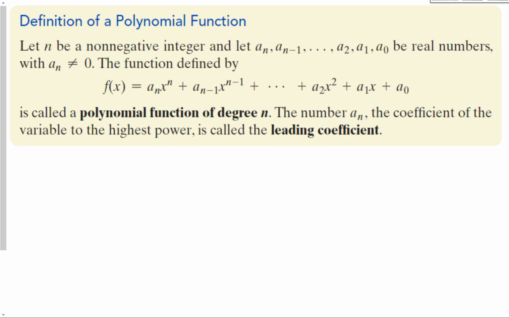Okay, so this is a polynomial function of degree n. The number a sub n is the coefficient of the variable to the highest power, which is also called the leading coefficient. The leading coefficient and the constant term in the back are going to be really important in the next section when we start to do polynomial long division and synthetic division.